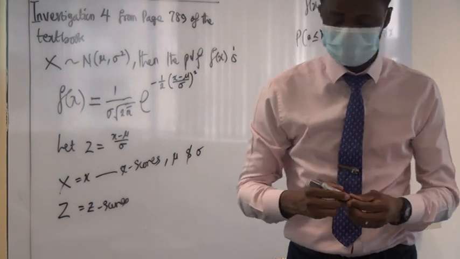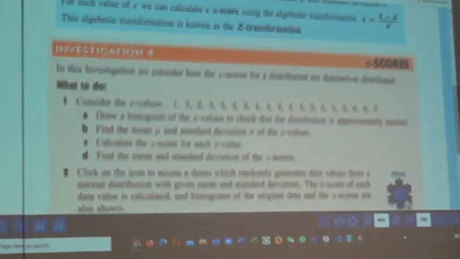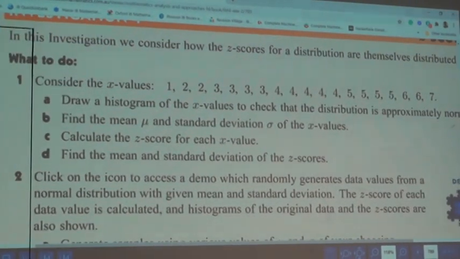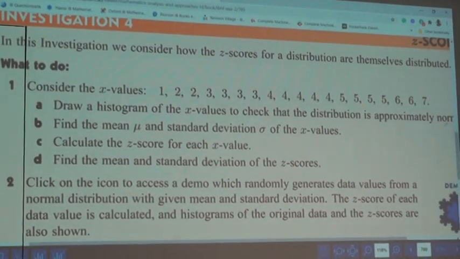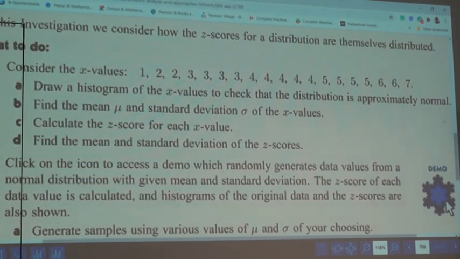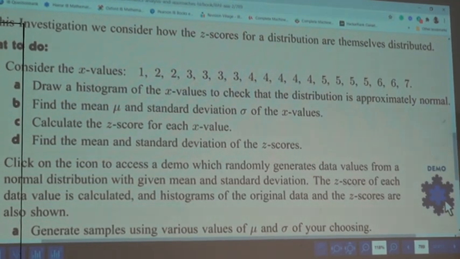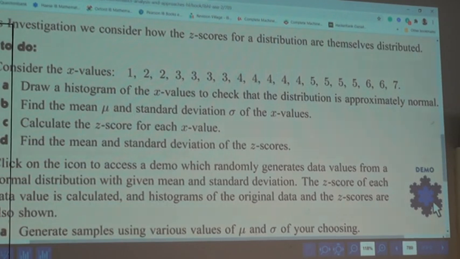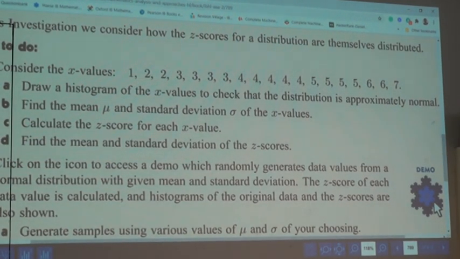Now, everyone, consider this z score. Bring out the calculator. I will use the demo to show you what the histogram will look like. But I need you to calculate the mean and standard deviation of the x-scores that you're looking at. Quickly, please.